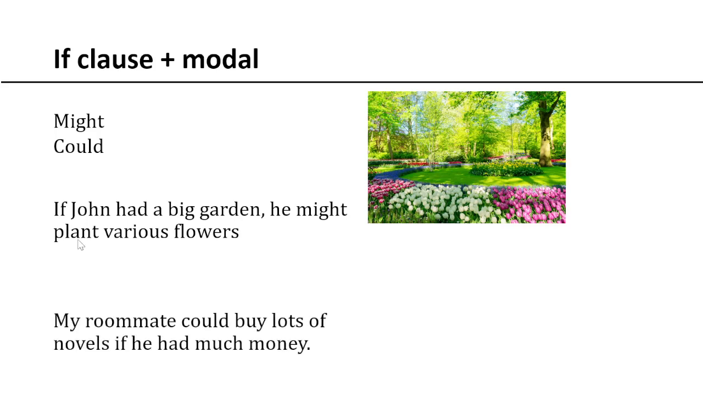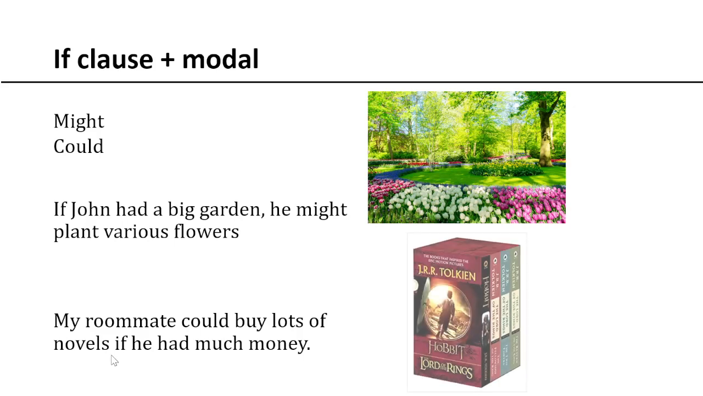And then, my roommate could buy lots of novels if he had much money. So here we use could, and the main clause comes first, so we don't have a comma. We don't need a comma here. So my roommate could buy lots of novels if he had much money. But in reality, my roommate does not have lots of money. My roommate does not have much money.